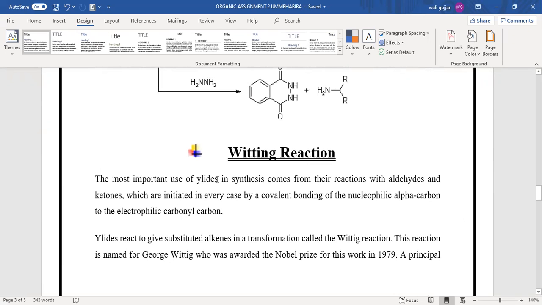The most important use of ylides in synthesis comes from the reaction with aldehydes and ketones, which are initiated in every case by equivalent binding of the nucleophilic alpha carbon to the electrophilic carbonyl carbon. Ylides react to give substituted alkenes in a transformation called the Wittig reaction. This reaction is named for George Wittig, who was awarded the Nobel Prize for this work in 1979.